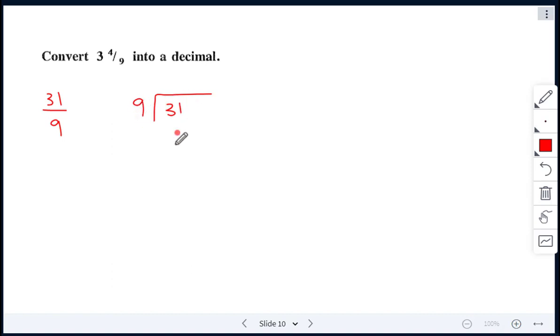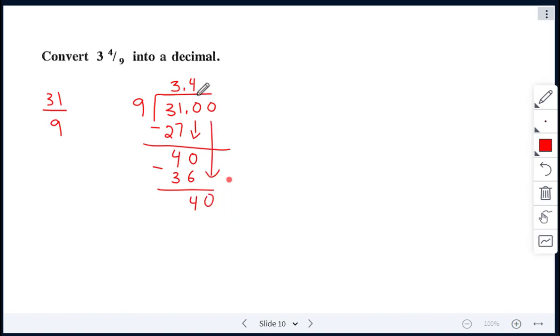All right, and now go ahead and start dividing. So firstly, how many times does 9 go into 31? 3 times. So that gives me 27. Subtract 31 minus 27, which is 4. And now we're going to start adding our decimal and the zeros. So we'll bring down that 0. That becomes 40. How many times does 9 go into 40? 4 times. So 40 minus 36, that gives me 4 again. Bring a 0 down, and we'll have to use 4 again.